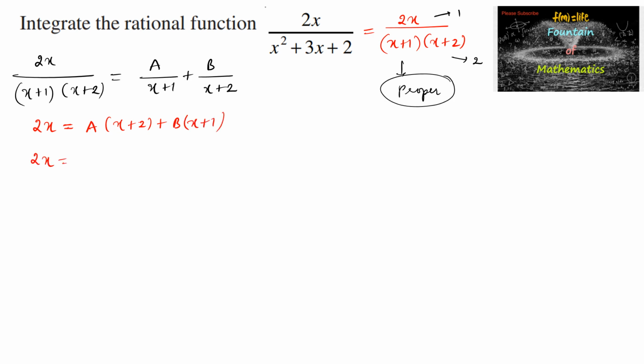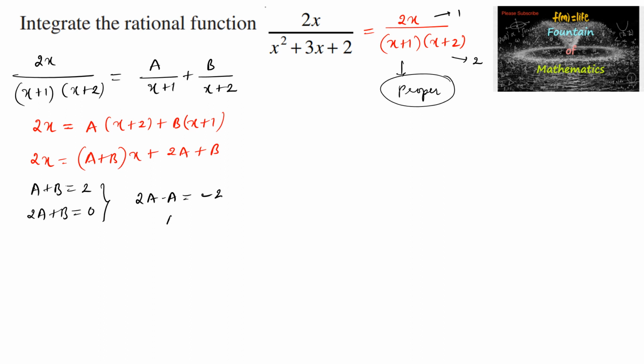So that is 2x is equal to (a plus b) of x plus 2a plus b. Now comparing, a plus b is equal to 2 and 2a plus b is equal to 0. Solving both, 2a minus a is equal to minus 2. So a is equal to minus 2, and substituting a is equal to minus 2, we get minus 2 plus b is equal to 2. So b is equal to 4.